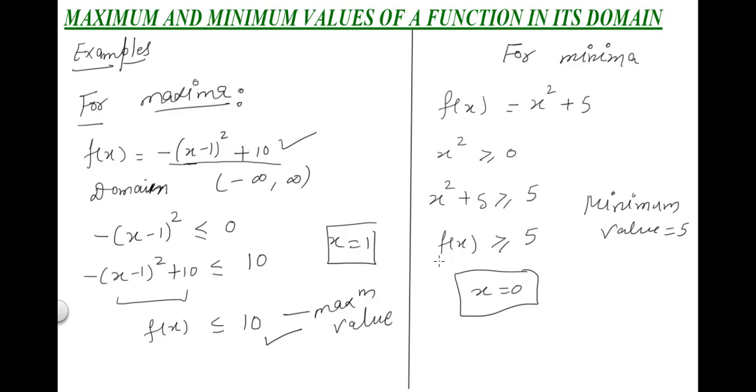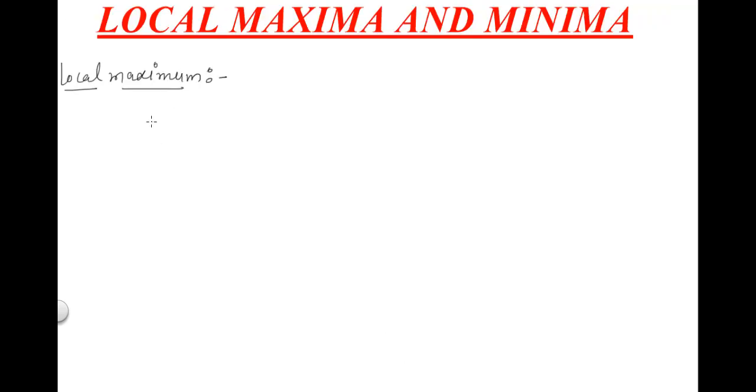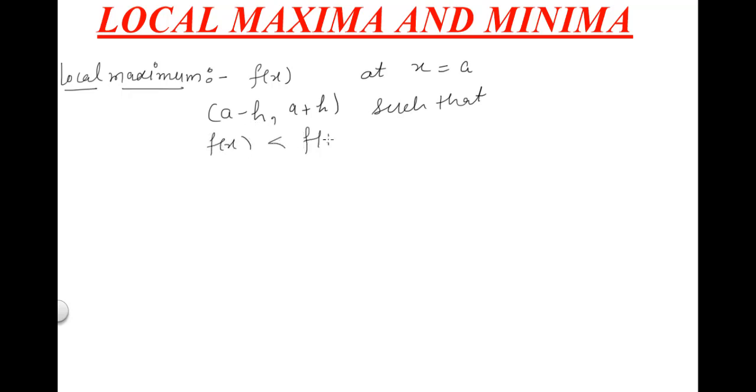Now we are going to discuss another topic, local maxima and minima. First of all, we'll start with the local maximum. A function f of x is said to attain a local maximum at point x equals a if there exists a neighborhood, we can consider the neighborhood as a plus h or a minus h, right? So writing (a minus h, a plus h), such that our function value f of x is less than f of a. That means at a we have the greatest value, where x belongs to this interval.